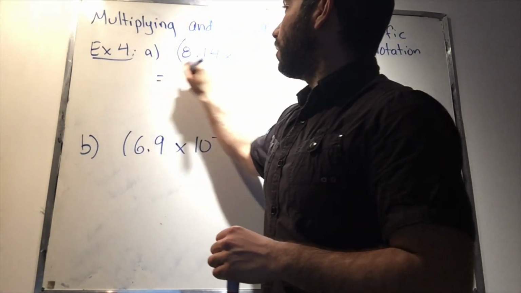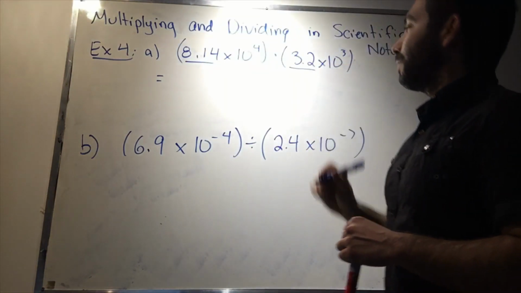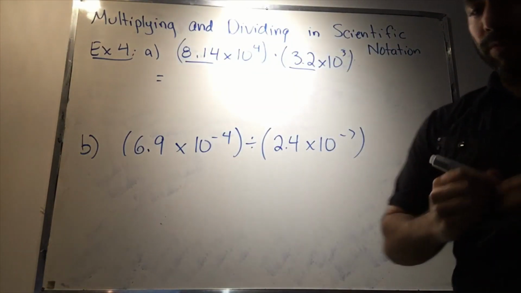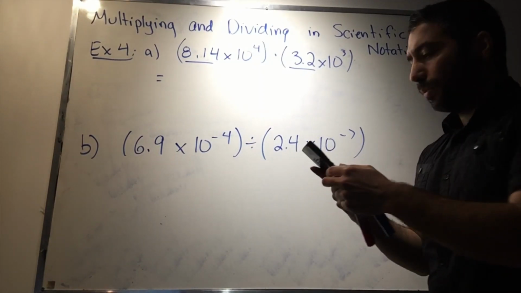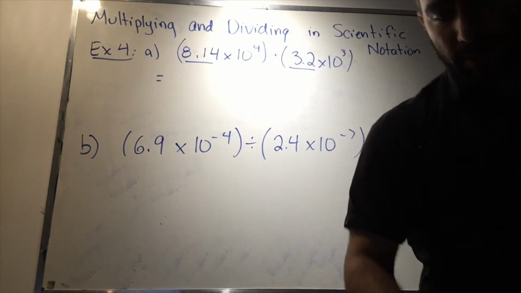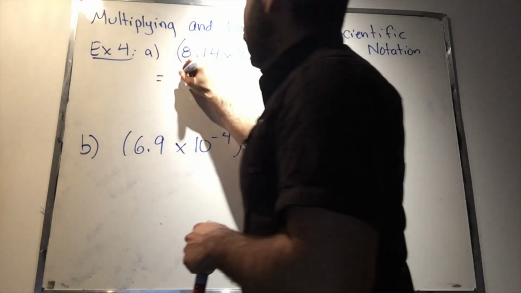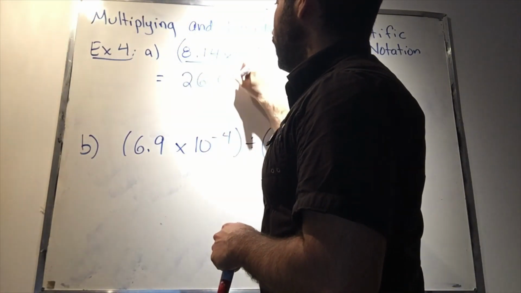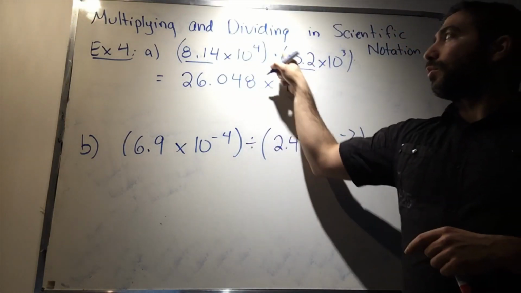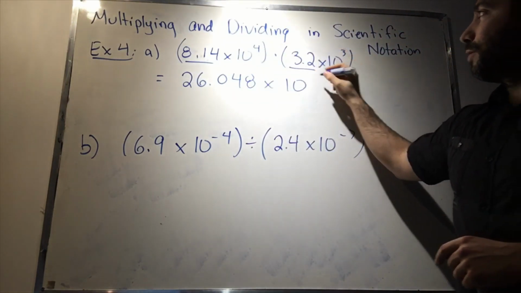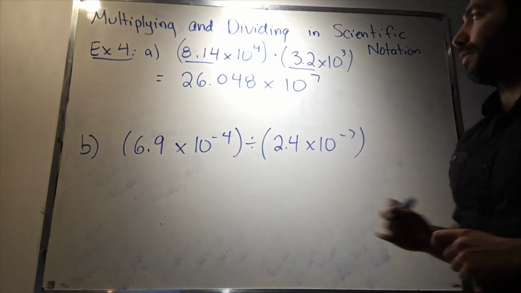No, not convert it. Let's multiply the numbers in the front. So 8.14 times 3.2. We get 26.048 times 10 to the. So here we're multiplying. We have to add the exponents. 4 plus 3. We get 10 to the 7.